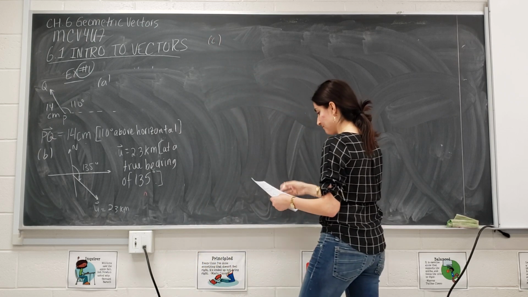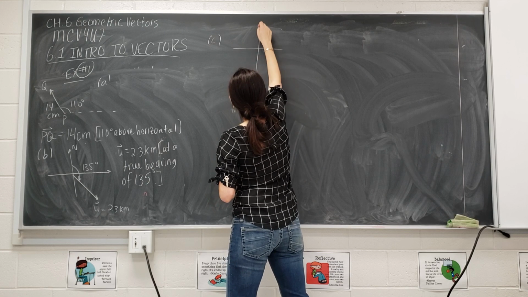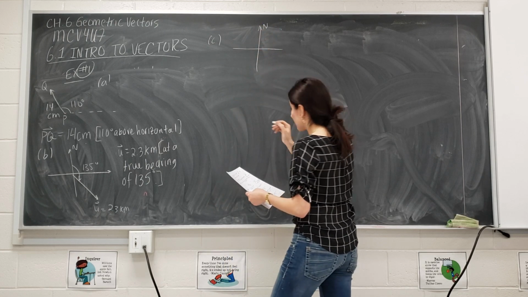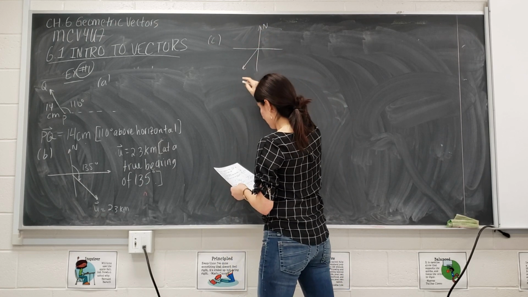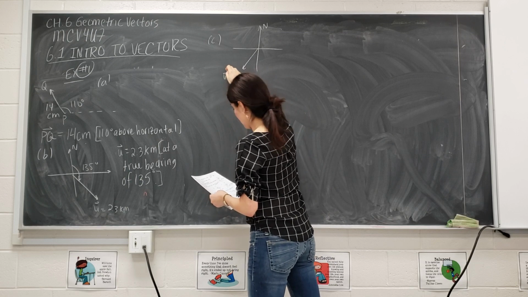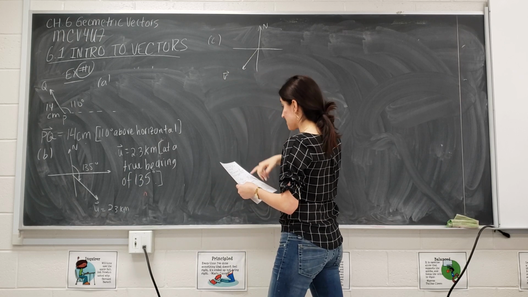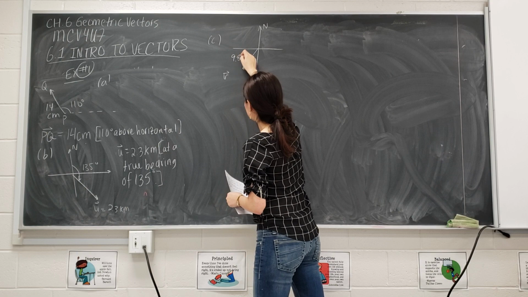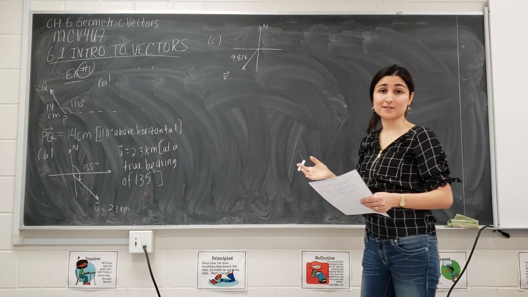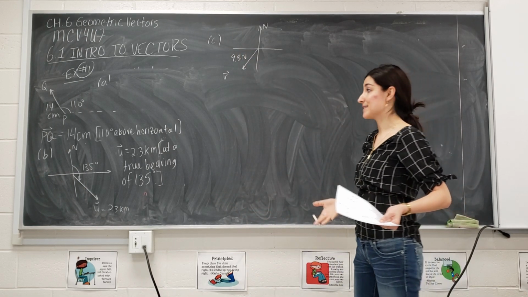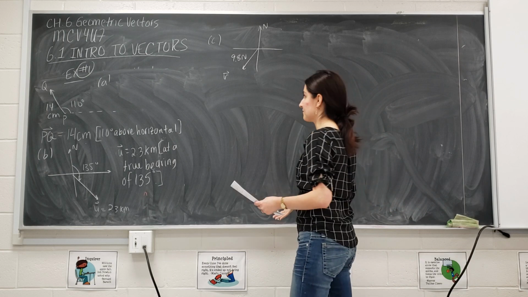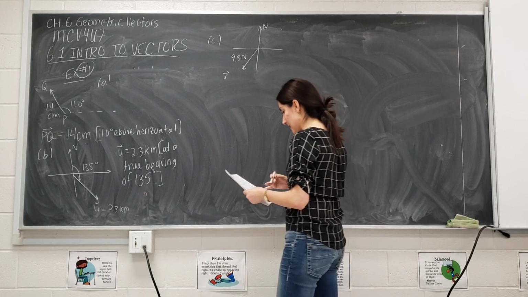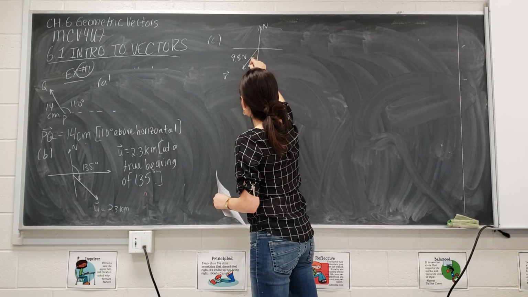Okay, C. So there's our north. There's our vector v. Let's see, v, this is 9.8 newtons. Again, if you're in physics, I'm going to keep saying physics because this chapter lends itself a lot to physics. 9.8 newtons, and the angle is here, 35 degrees.